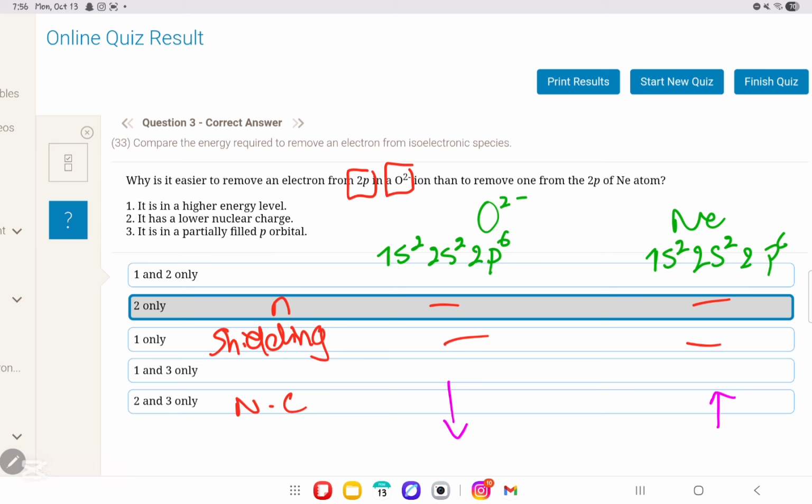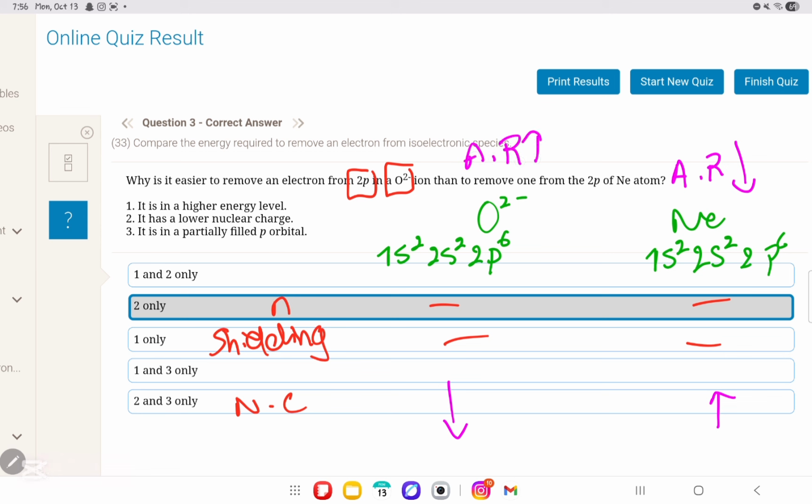In this scenario, because neon has a greater nuclear charge than oxygen, it will attract the same electrons at the same distance with the same shielding effect, stronger, so its atomic radius decreases, whereas the atomic radius of O2- increases.